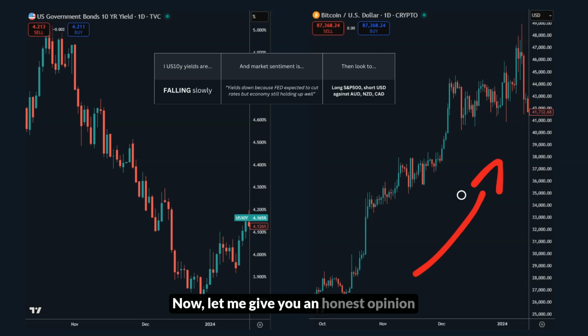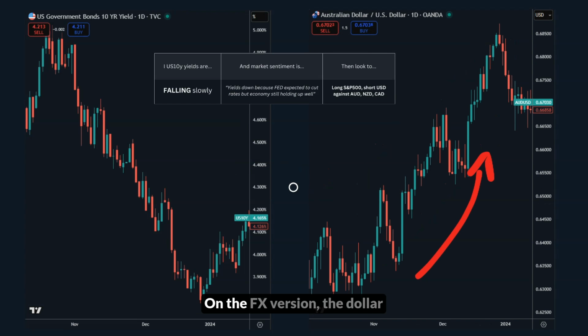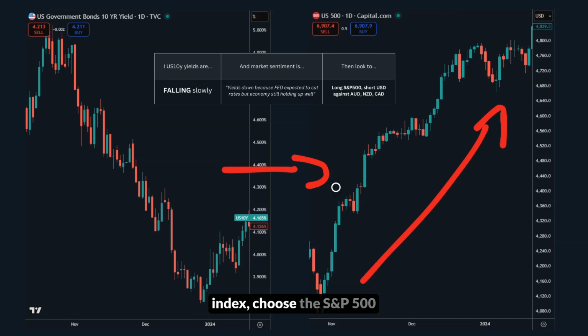Now, let me give you an honest opinion here because I think this is useful. If you are in a falling slowly regime and you have to pick one instrument, well, in this case, the highest conviction trade is long stocks, long equities, the S&P 500, the Nasdaq, whatever you prefer. Because when yields fall slowly and the central bank is easing and the economy is still holding up well, that combination is as good as it gets for equities. And the FX version, the dollar weakens against the high betas, it still works great. But if you have to choose the index, choose the S&P 500.